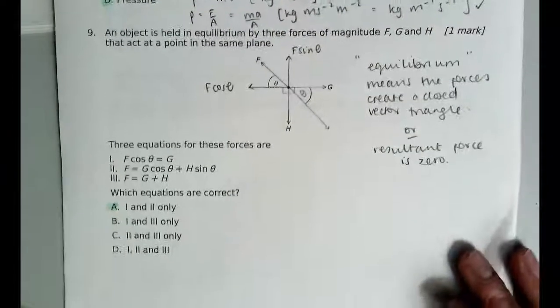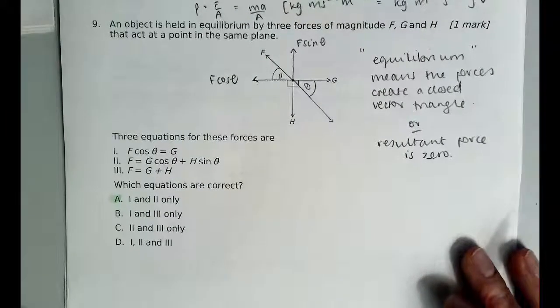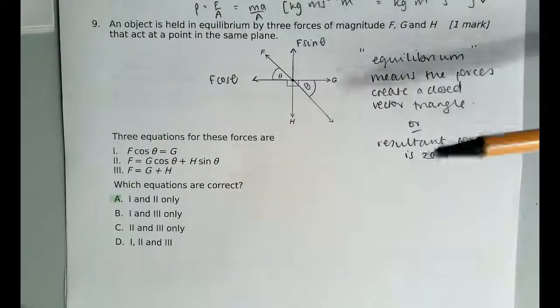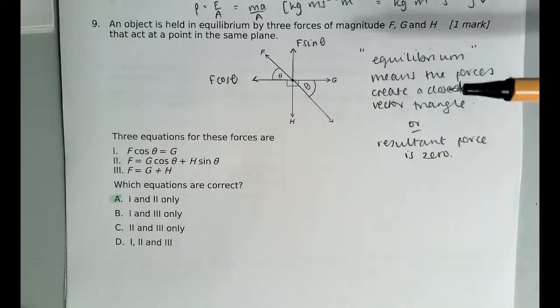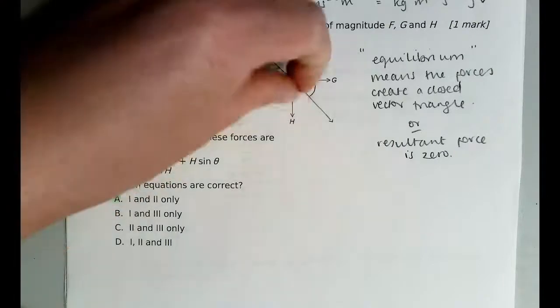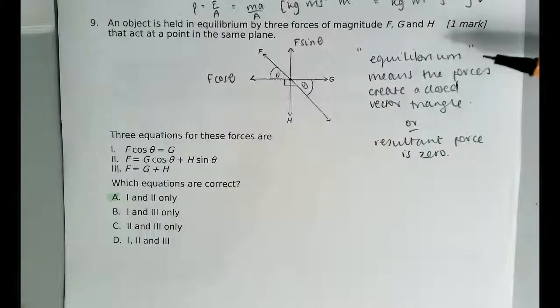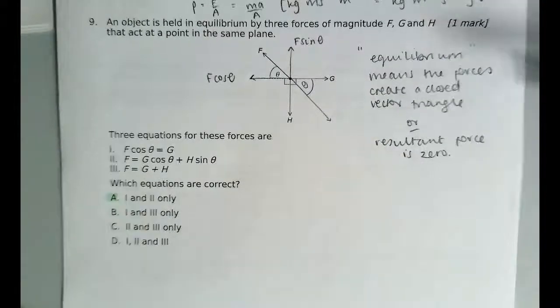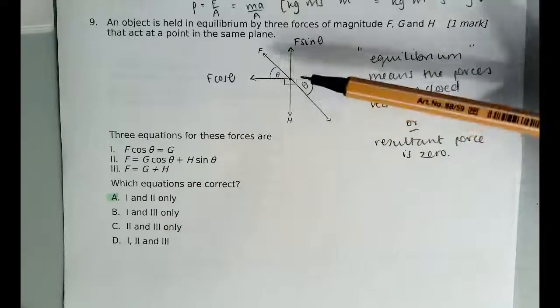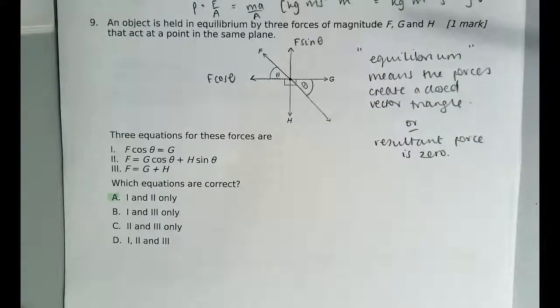Okay, 9 is where it's a little trickier. So it says an object is held in equilibrium by 3 forces of magnitude F, G and H that act at a point in the same plane. Okay, so we've got F being up to the left, G horizontally to the right, H down. Now equilibrium means that there is no resultant force on an object. Okay, it's just being held stationary. And we know that it creates a closed vector triangle.